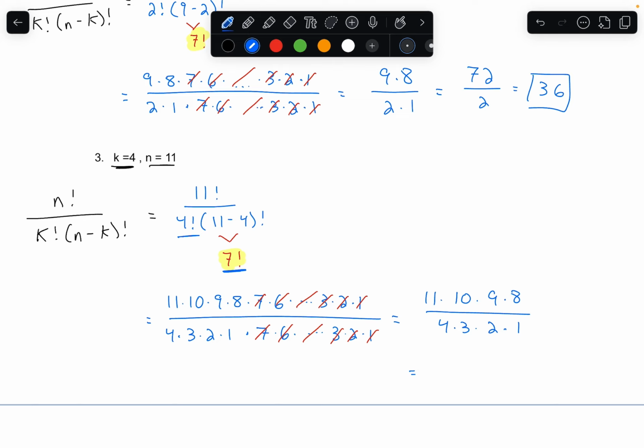11 times 10 times 9 times 8. I have 7,920 for my numerator. And in my denominator, 4 times 3 times 2 times 1 gives me 24. So 7,920 divided by 24, I should end up with, in this case, 330. So if I wanted to list all of those different situations where I can arrange, in this case, 4 successes in 11 trials, I would have had 330.